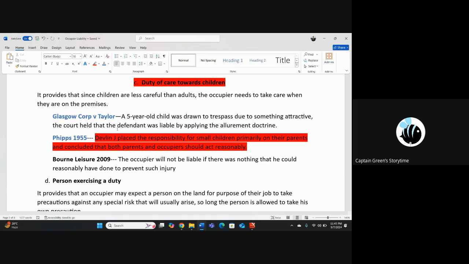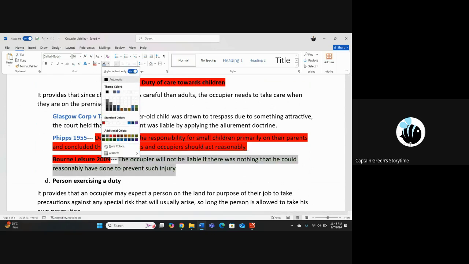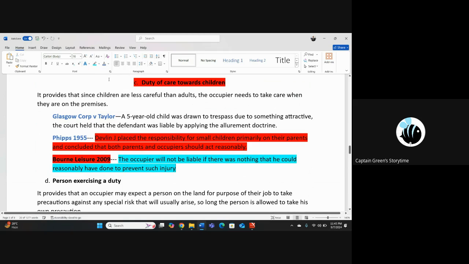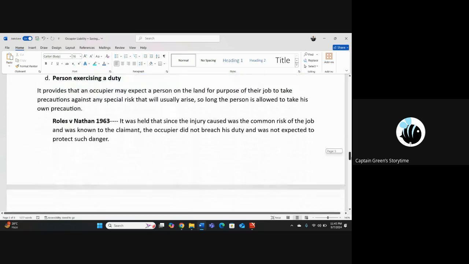According to the facts, if the occupier believes that the parents are taking care of the children, then there will be no liability, because he has reasonably thought that the parents are taking care of the small children. Bond versus Leisure, 2009: the occupier will not be liable if there was nothing he could reasonably have done to prevent such injury. Simply, if an injury was happening to a lawful visitor in my premises and no reasonable step could be taken on behalf of the occupier, then there will be no liability for such an injury caused to the lawful visitor.